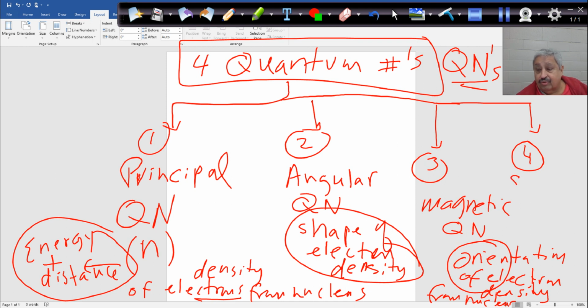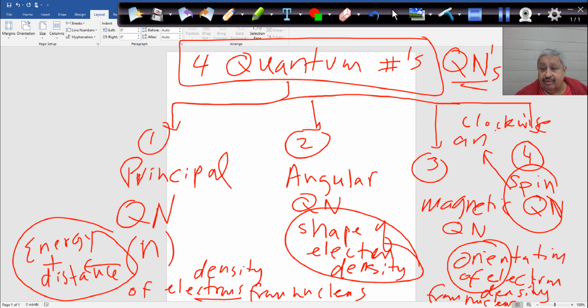Number 4 is called the spin quantum number. That gives us the clockwise or counter-clockwise rotation of the electrons around the nucleus. So this spin is clockwise or counter-clockwise, spinning around the nucleus, always related to the nucleus.